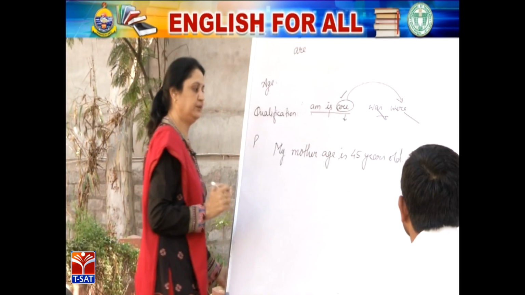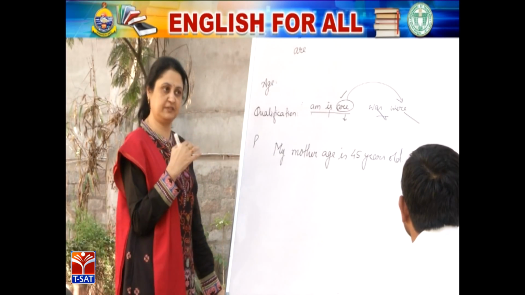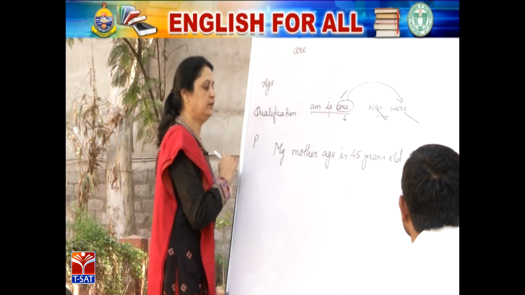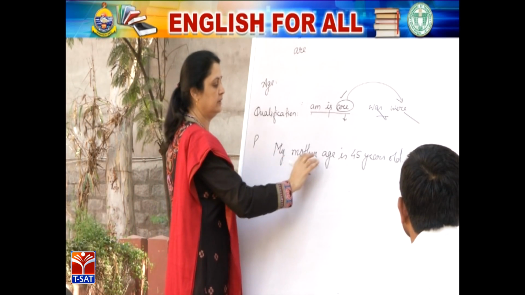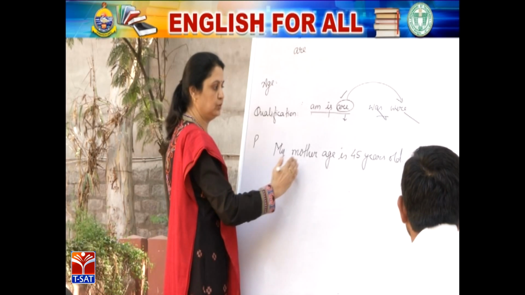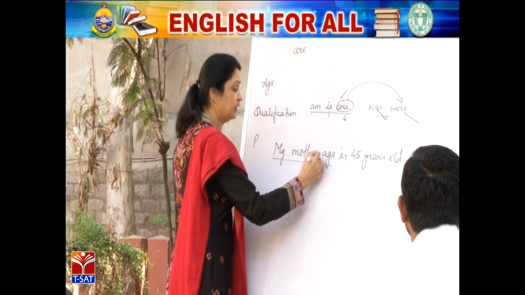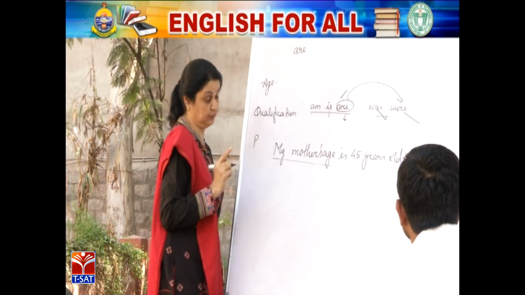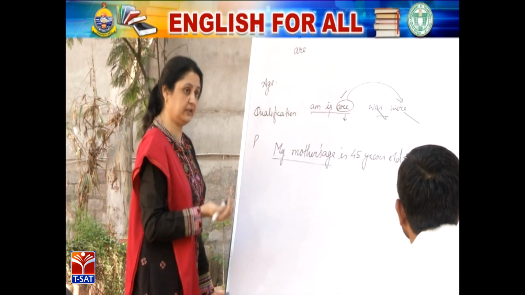Ma'am, small doubt, ma'am. Yes. In the age category, can I say my mother age is 45 years old? Right. Mahinder, now there are some errors in this sentence. First of all, my mother age. Whenever we want to use a structure like this, we need an apostrophe s. First of all, my mother's age.